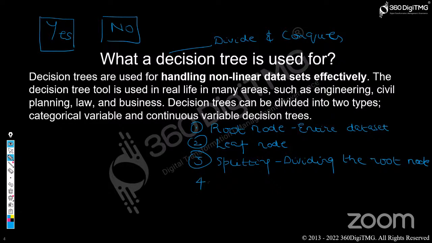Another is the branch node. A branch node or subtree is a tree formed by splitting the root node.